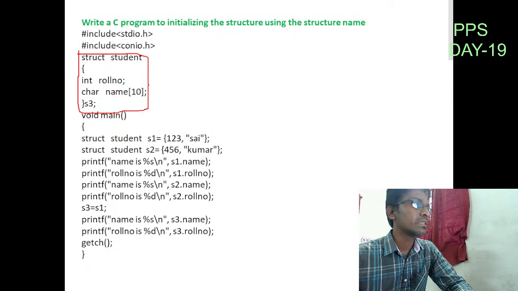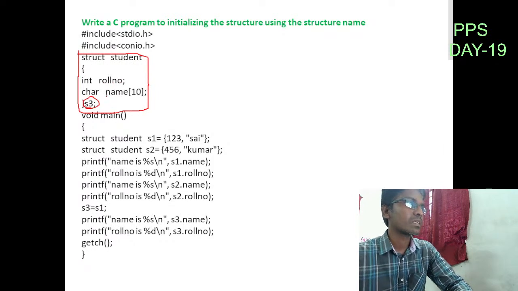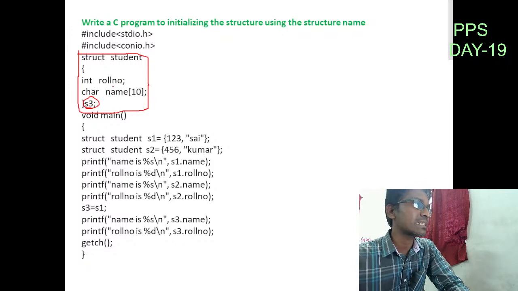The structure name in this example is struct student. Student is the structure name, and the student has different types of fields like roll number, which is an integer data type, and student name, which is a character data type, and here I'm using S3. S3 indicates that it is a structure variable. If you want to access roll number and name, then you have to use S3 followed by the dot operator and followed by the structure member. So with the help of this structure variable, you can access the structure members.